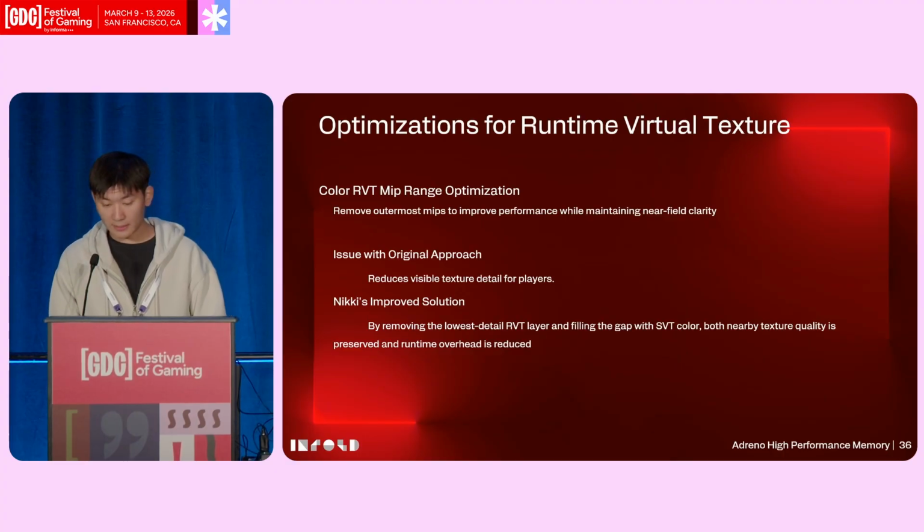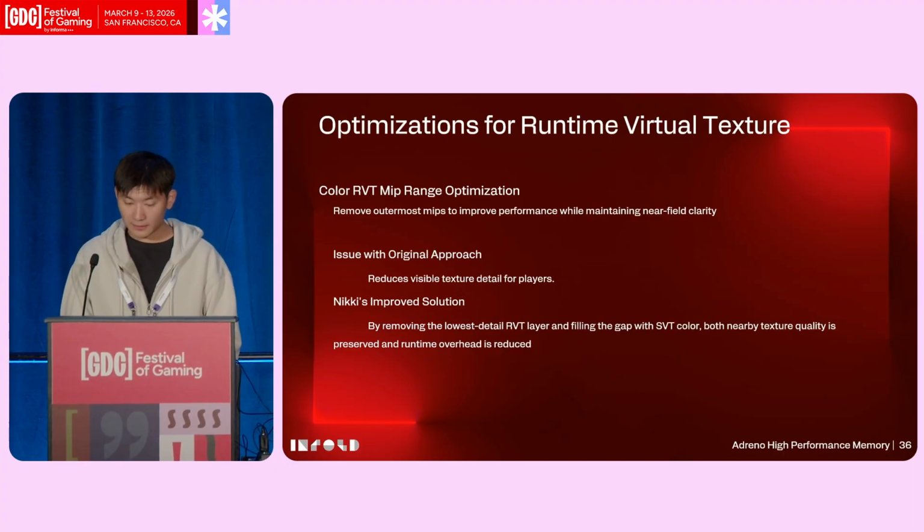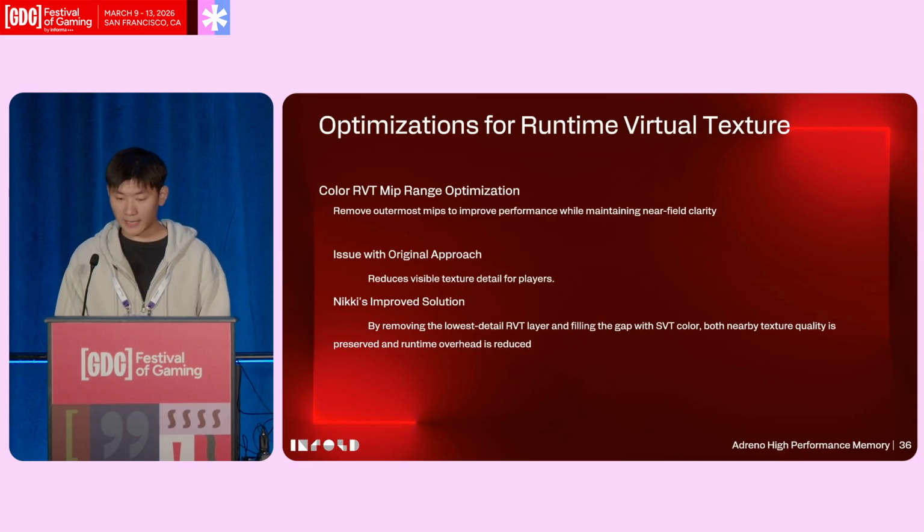Our second optimization for RVT, color RVT mid-range optimization. If you need to reduce the performance overhead of RVT, you can do so by reducing some levels of RVT. This approach cuts the highest detail MIPs to save on performance. It also means using a lower precision RVT. So players immediately notice the blurry near-field terrain.